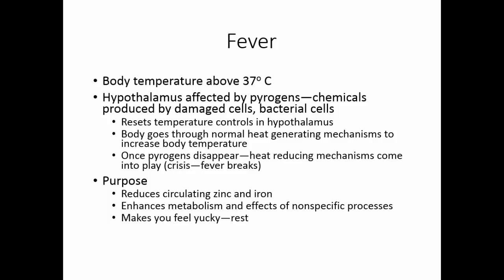And it makes you feel bad, so you're more likely to rest, which is something you need to do if you're recovering from an infection. Low temperatures are okay, and most physicians like to let low temperatures kind of play out because of the protective mechanisms, but high temperatures can cause organ damage and death.